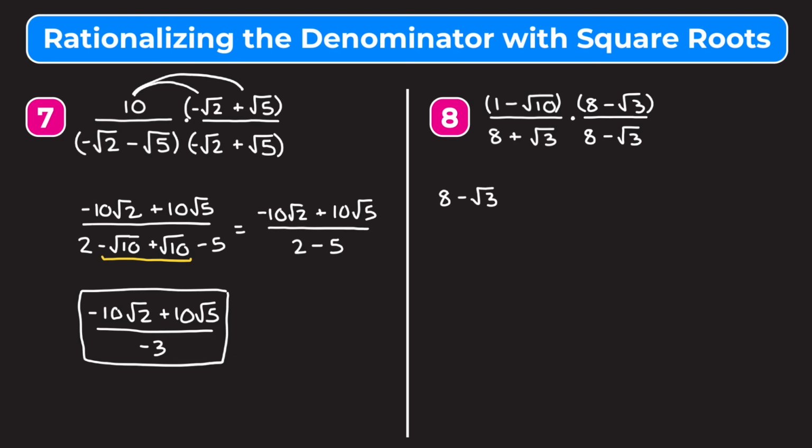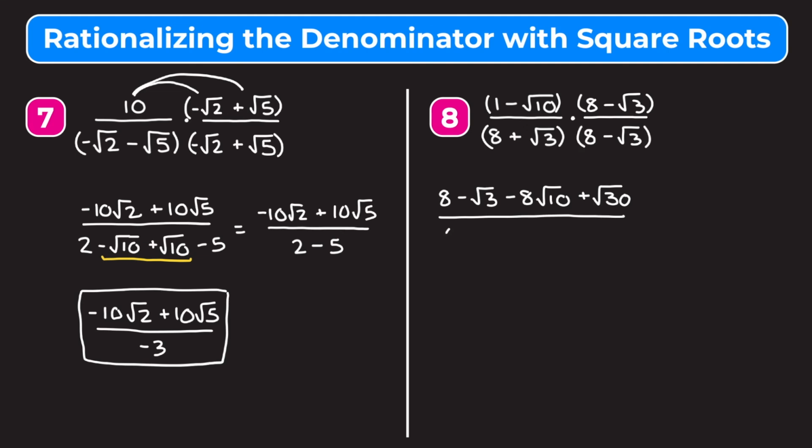Multiply the inner terms. Negative root 10 times 8 is minus 8 root 10. And multiply those last terms. So negative root 10 times negative root 3 becomes a positive root 30. You just multiply the numbers under the roots. And now on the bottom, I'm going to FOIL 8 plus root 3 times 8 minus root 3. So multiply the first terms.